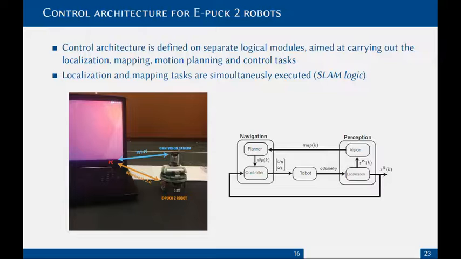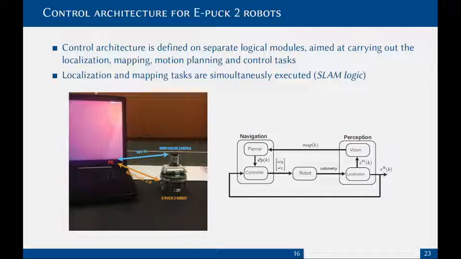The proposed control strategy has been validated by means of laboratory experiments performed on a real differential-drive robot. For these purposes, a control architecture has been developed on separate logical modules aimed at carrying out the tasks of localization, mapping, motion planning and motion control.